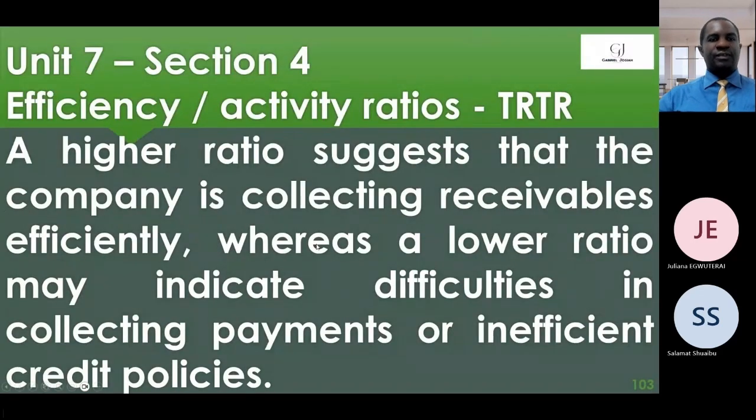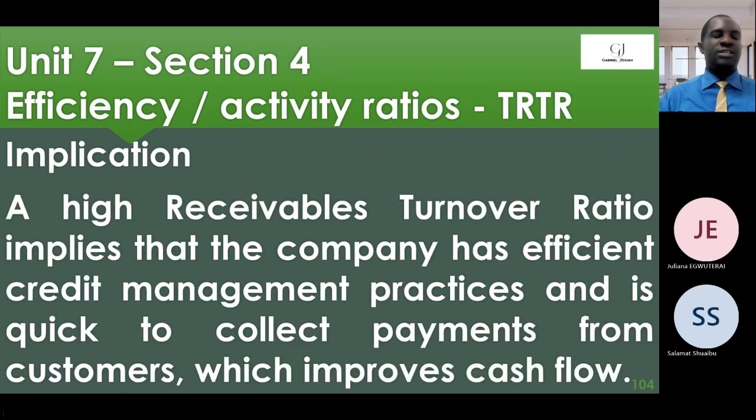And the higher ratio suggests that the company is collecting receivables efficiently. That's what it means. So this one now we have 0.43 is the reverse. A lower ratio may indicate difficulties in collecting payments. So with the 365 days activity or liquidity, whatever we call it, showing over 800 days, we even shouted, aha, this is not nice. You can see it's also showing the same results here in the turnover ratio, indicating difficulties in collecting payments or inefficient credit policies.